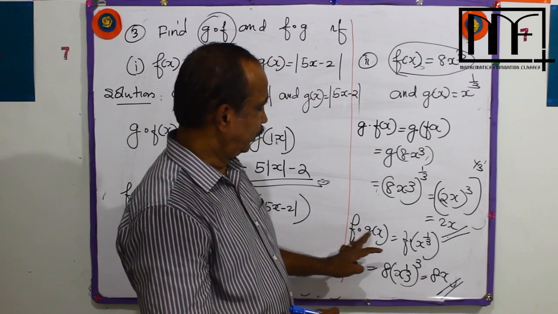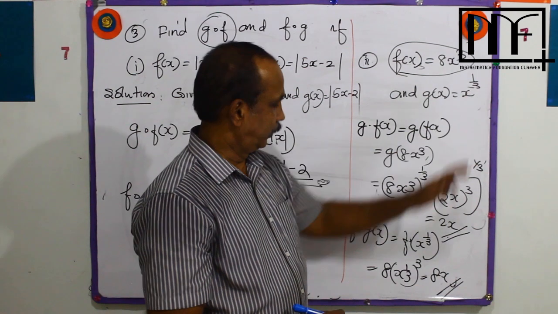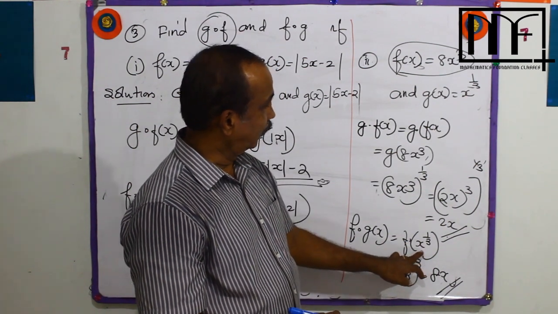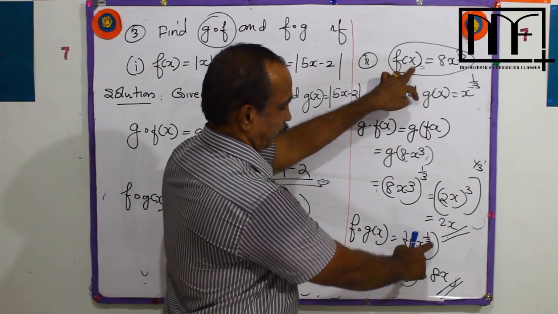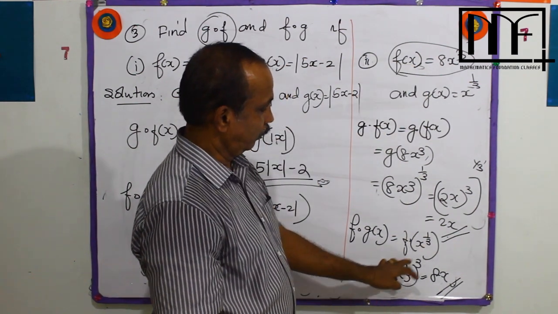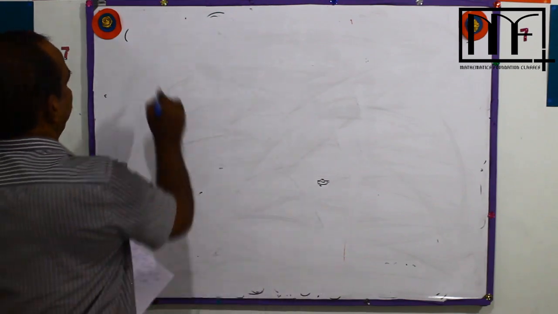Because f of g(x) is f of, in place of g(x) we put x raised to 1 by 3. So f of x raised to 1 by 3, and f(x) is defined by 8x cube. In place of x we put x raised to 1 by 3. So it is 8 into x raised to 1 by 3, the whole raised to 1 over 3. So that is 8x.